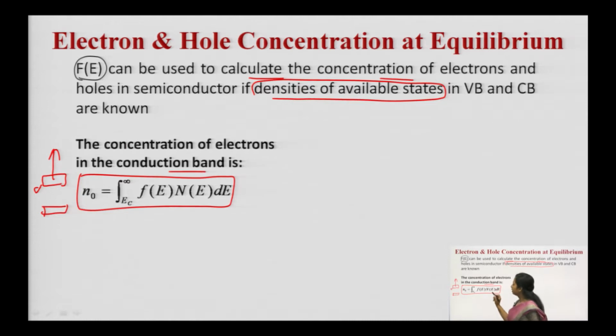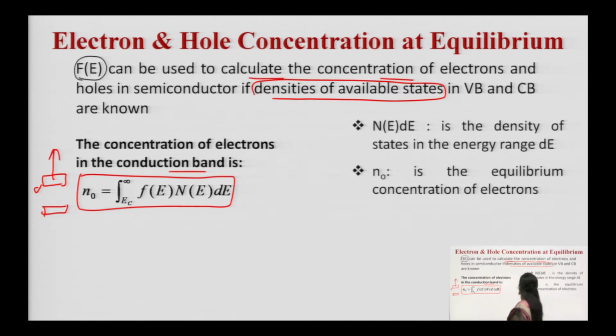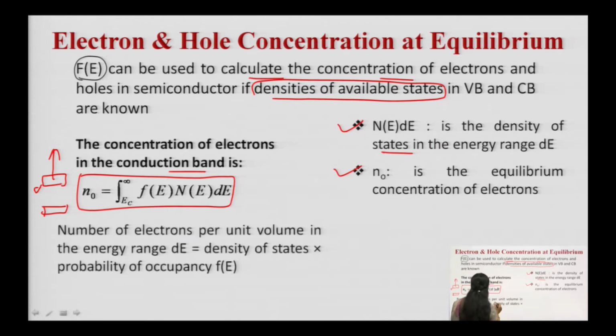F(E) into N(E). Here, what is F(E), what is N(E)? F(E), you know, is the Fermi function. N(E) is nothing but the density of states in the energy range, and n naught is the equilibrium concentration of electrons. So, here the number of electrons per unit volume in the energy range dE is equal to the density of states, which is written as N(E), into the probability of occupancy, which is written as F(E). This is how you can explain it over here.